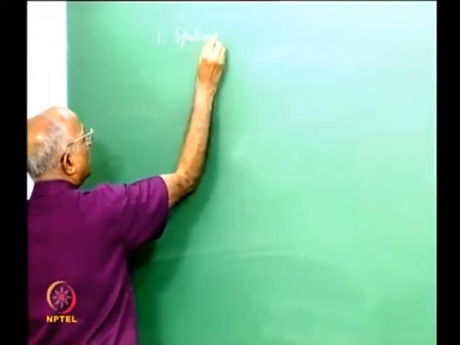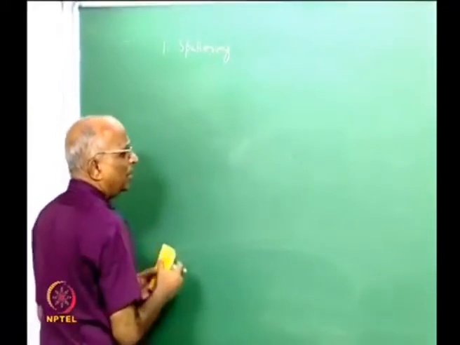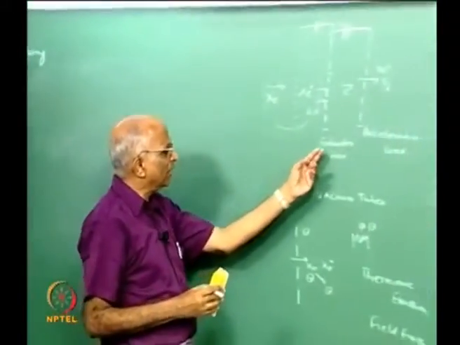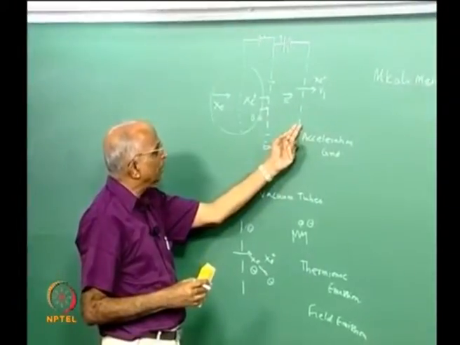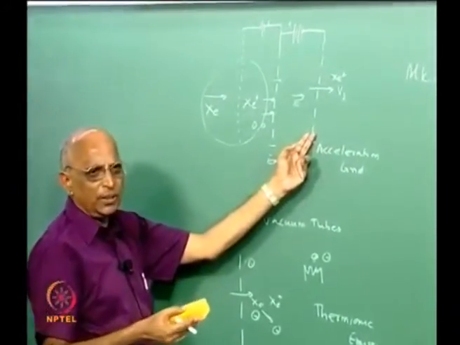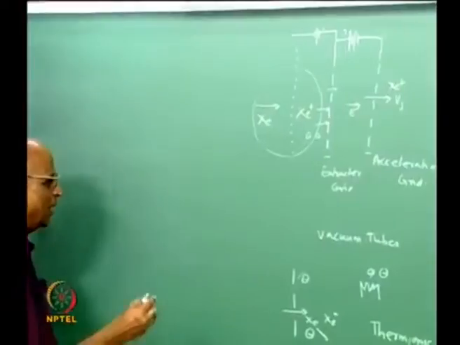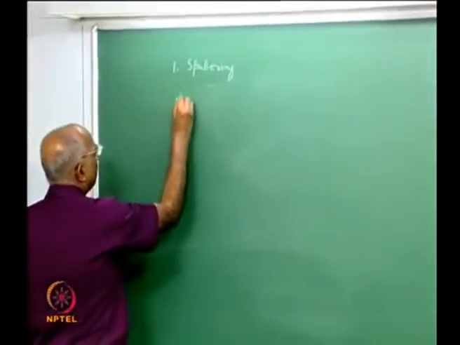But how do you correct for sputtering? Maybe I can only reduce it. Instead of using tungsten, if I use molybdenum, it is less susceptible to sputter, and therefore I use something like a molybdenum grid.